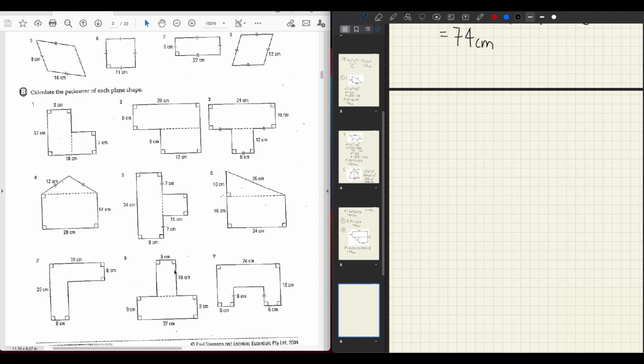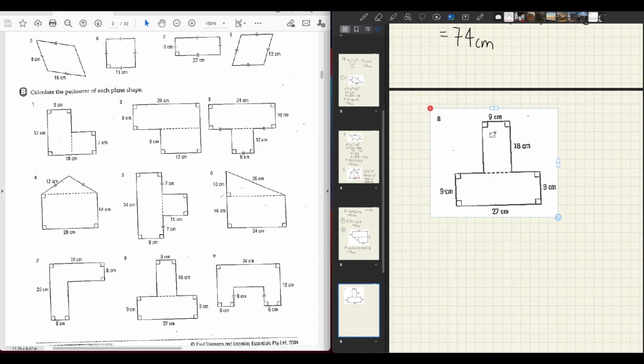So let's see. How about question 8? Okay. Now this should be okay. We can apply the same concept as what we normally apply to finding the perimeter of shapes. We find the length of all the sides on the outside and we add them up. So starting from this, we know this is 9, this is 18. Okay, but we don't know what this side is. And how are we going to work that out? We actually don't know what this side is.